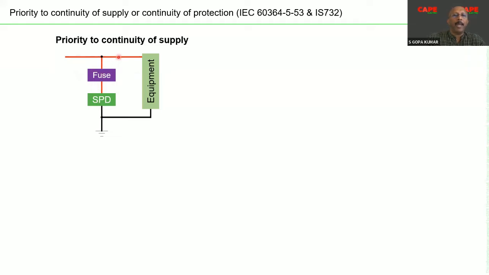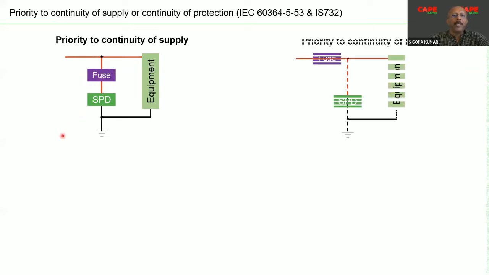Now imagine you have a line, you have the earth, I put an SPD, and if this SPD creates a short circuit, actually you are going to be in trouble. So in order to avoid the short circuit, I have put a backup fuse. In the first case, I put the backup fuse on the SPD circuit, whereas in the second case, I put the fuse on the line itself. The first one is called priority to continuity of supply.